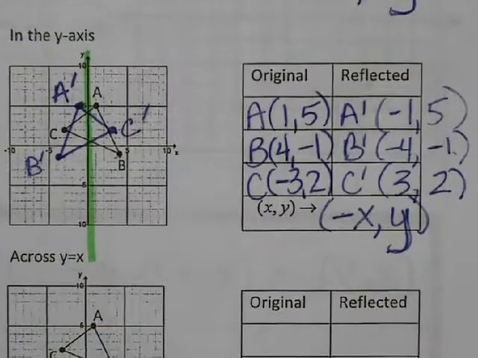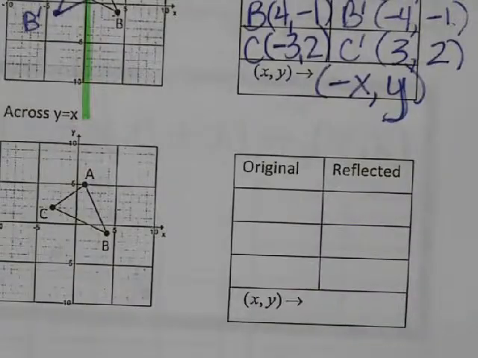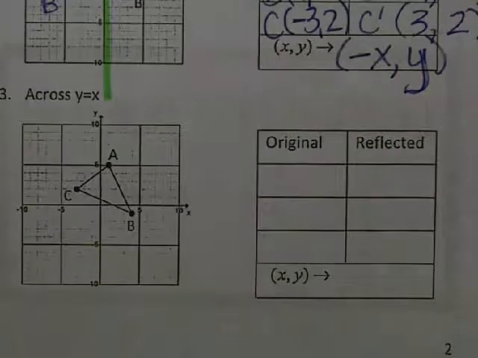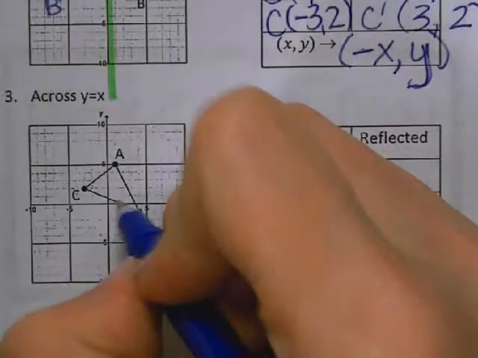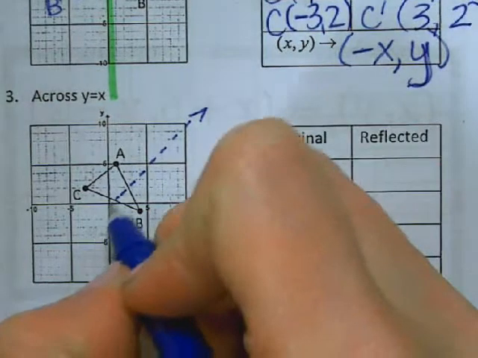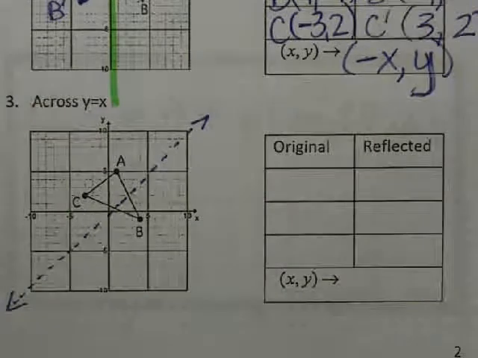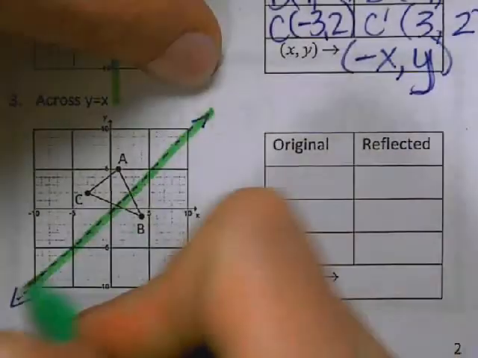The last one we're going to do is over the line y equals x. We're going to flip it over the line y equals x, and we're going to kind of try to make a guess at some of these points, because it is a little difficult to see. If I draw the line y equals x, that's this line right here. I didn't do the best job drawing it, but that's this diagonal line that goes through right here.